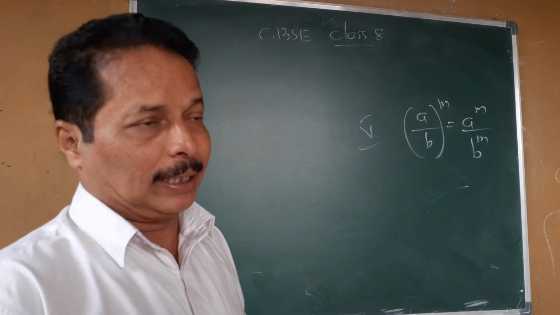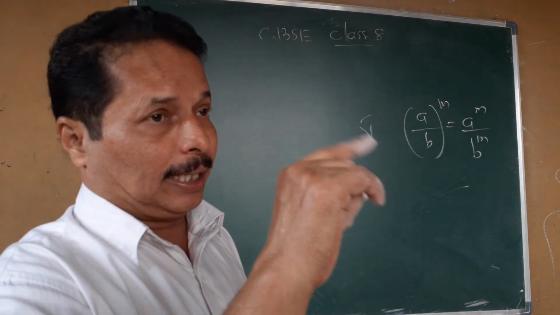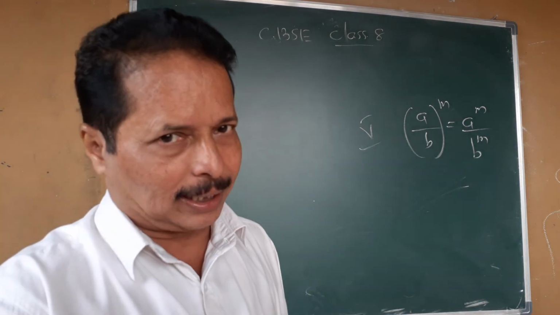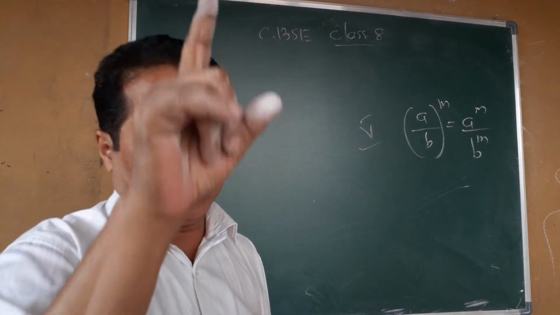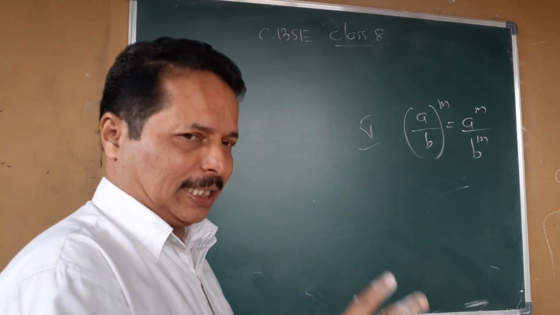Now 5 laws completed, and you write another one, x raised to minus m equal to 1 by x raised to m. Okay. Similarly, x raised to 0 is equal to 1. I will give you problems later. Okay.